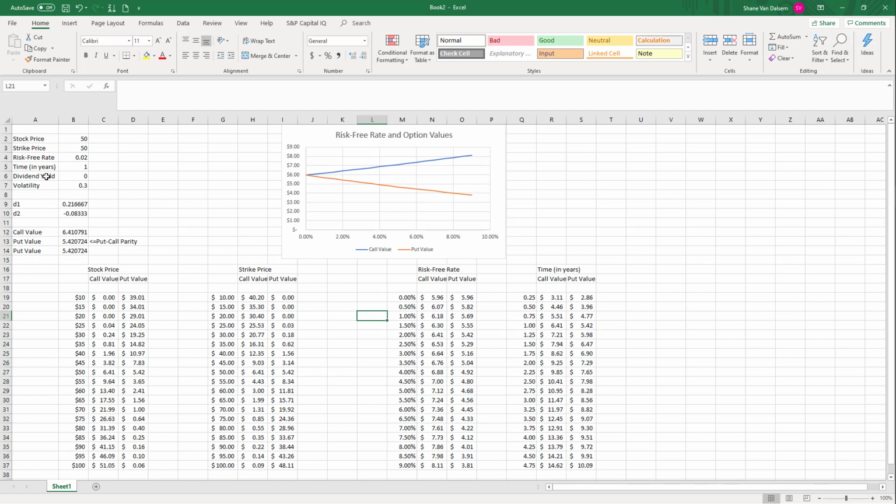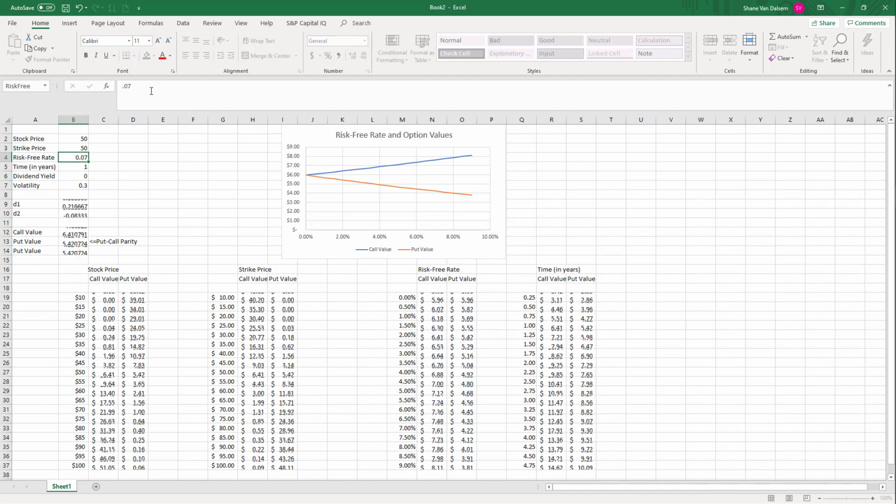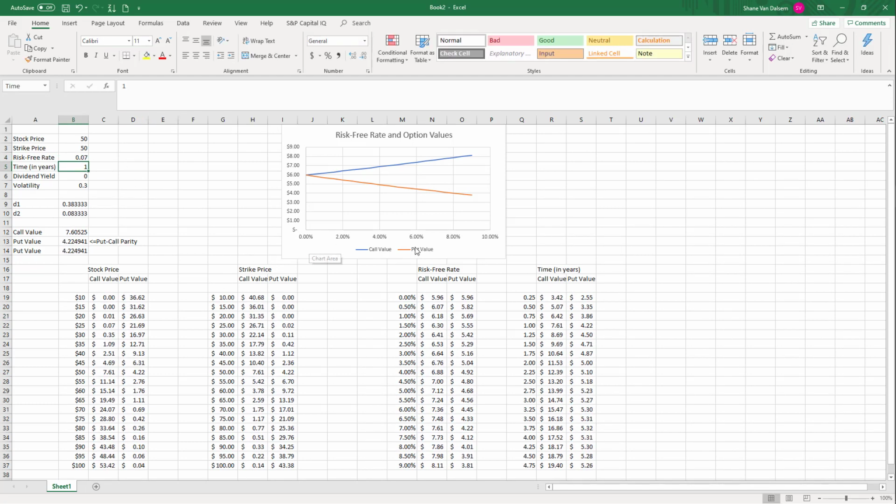Now, if I change my risk-free rate, let's make that pretty high, let's say 0.07. You can see that the value of the call option increases by more as we go up in years, and the value of the put option increases by less as we go up in years. I'll put that back to where we had it.